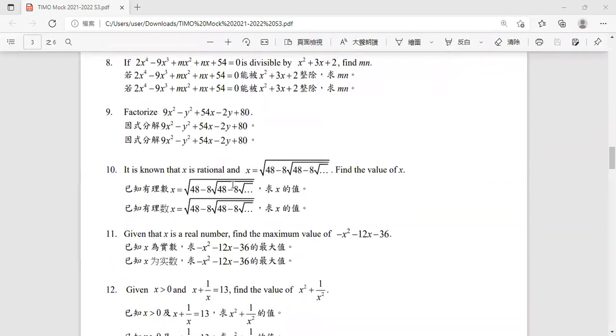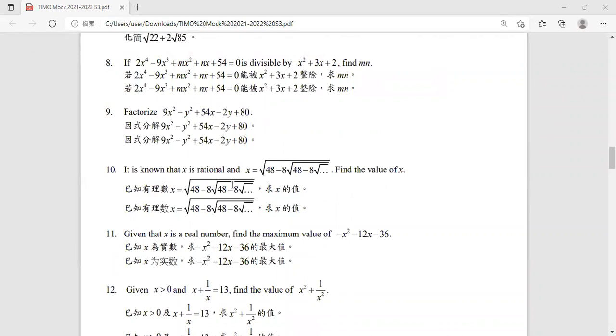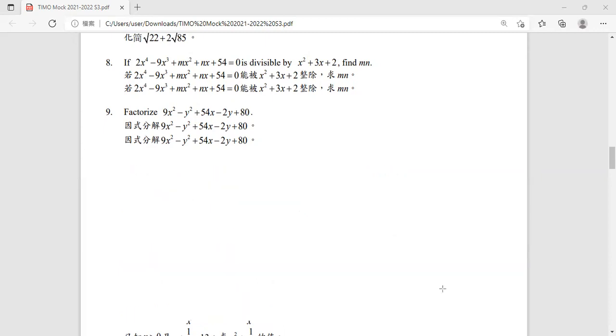Now question 9. Factorize this one. This can be done by 2 methods, but I think I will use one method only, because the other method is very clumsy. Actually, you can treat it something like this: 9x squared plus 54x plus 81. Now, I stop here first. You can find the first 2 numbers are multiples of 9, so I put this as 81, and then minus the bracket y squared plus 2y plus 1.